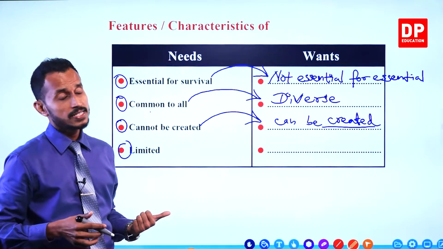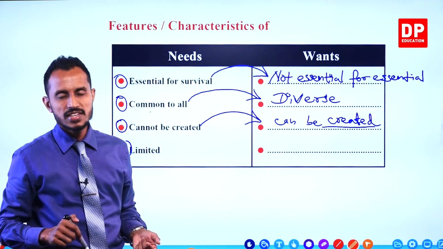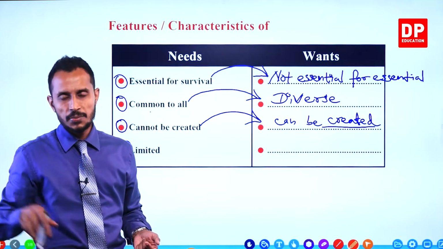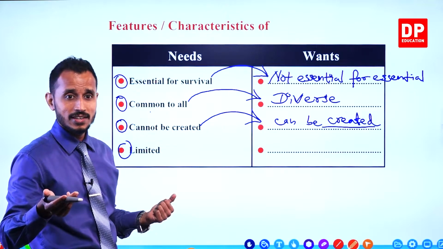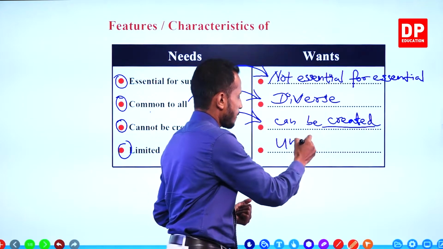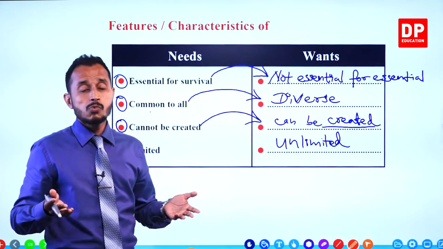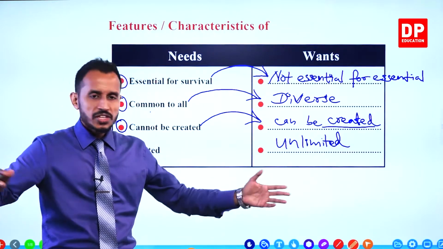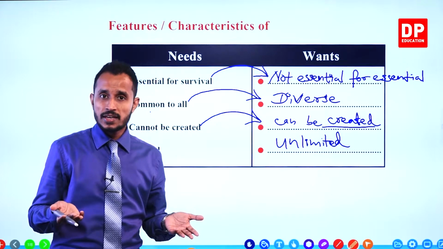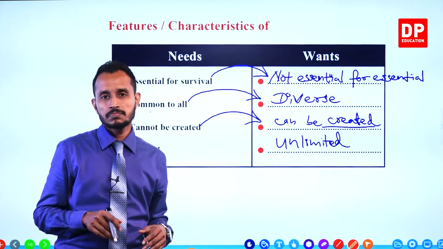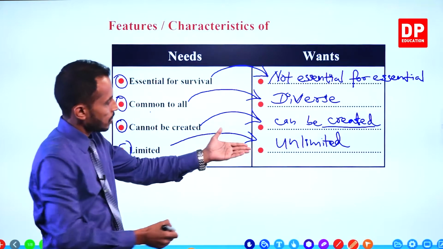Next, needs are limited. Needs, children, needs are limited. The number of needs that we discussed are common to everybody and they are limited. What can you say about wants? Wants are unlimited. Nobody can count the wants of an individual. Let's take the whole population. How many wants can you think? Can you think of a number? No. Unlimited. Right. So there you go. Unlimited.